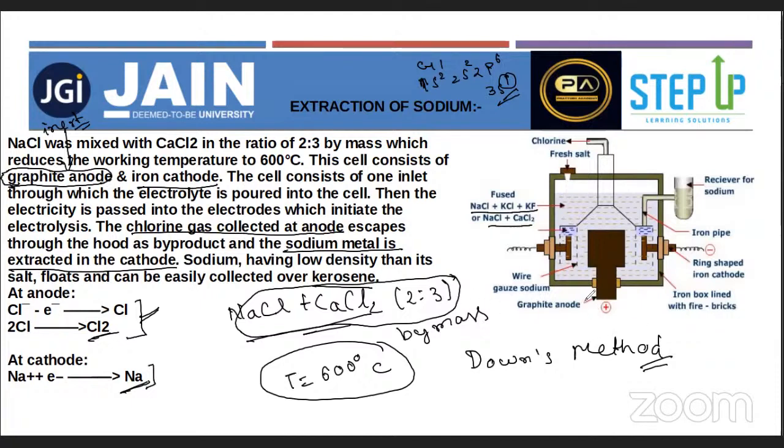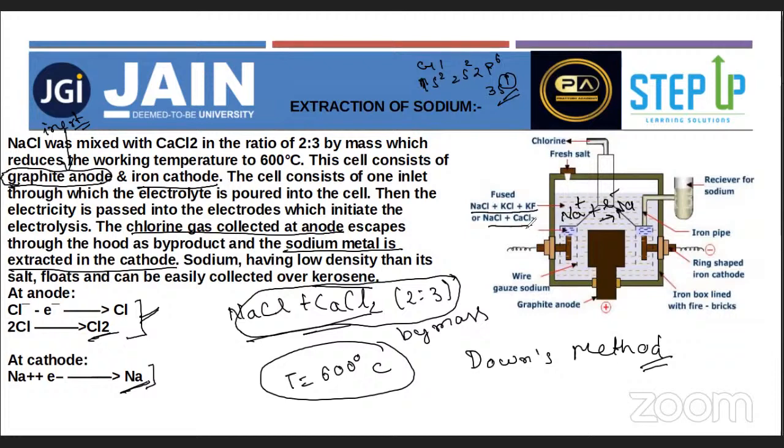You can see the graphite anode is there. We have an iron box lined with fire bricks; it is going to behave as the cathode. Now we have wire gauze for the sodium. In the solution, what will be there? Na+ is there. So Na+ gains one electron every time to convert itself to Na. From where will this electron be coming? This electron will be coming from the anode. So to balance the charges, we have the cathode and anode.